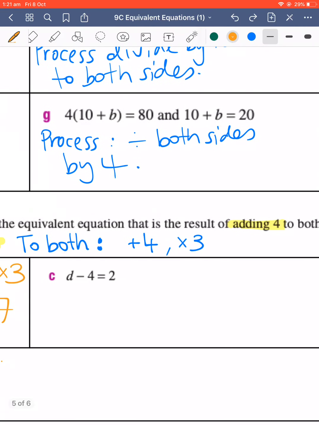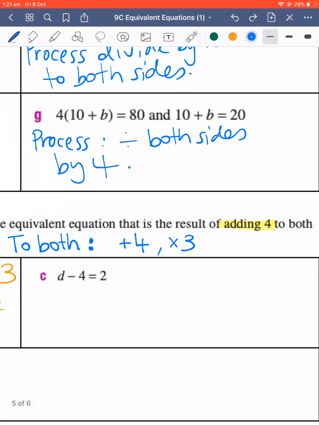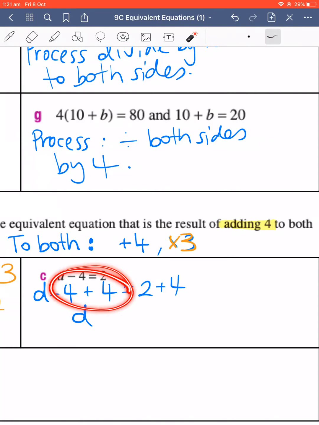On to the next. So again, I'll do the blue as the first step and the orange as your second step, which is where you have multiplied by 3. So you can see it easily. First thing, write it out. Then I've added 4 to both sides. And I end up with minus 4 plus 4, so you end up just with d. So I've got d equals, and I can simplify 2 plus 4 to give me 6.